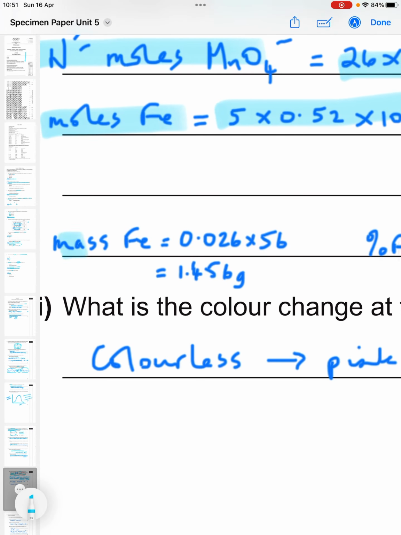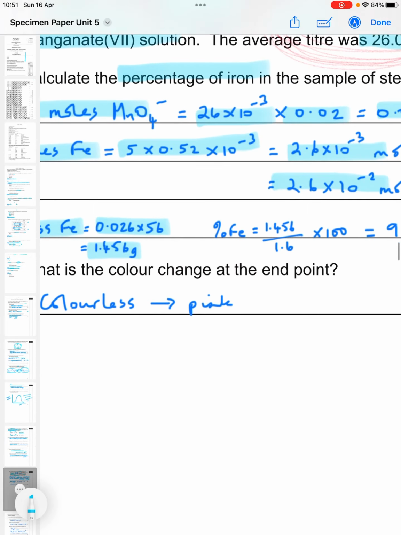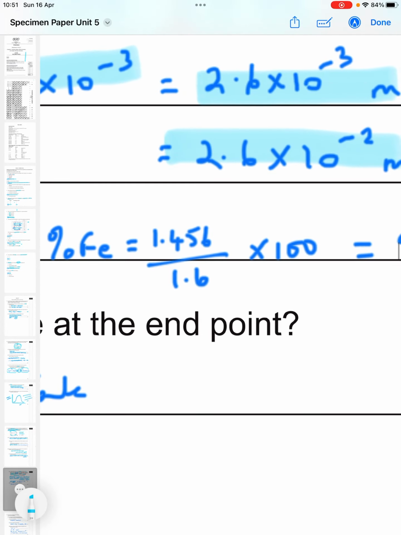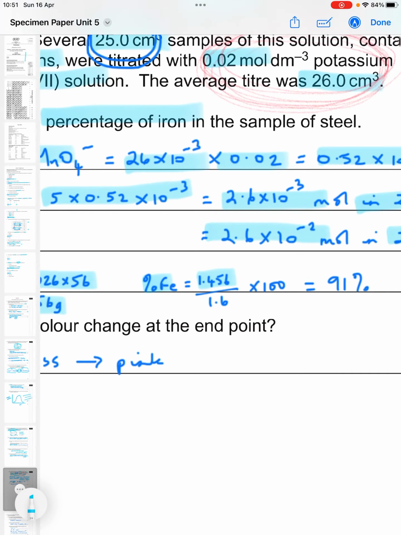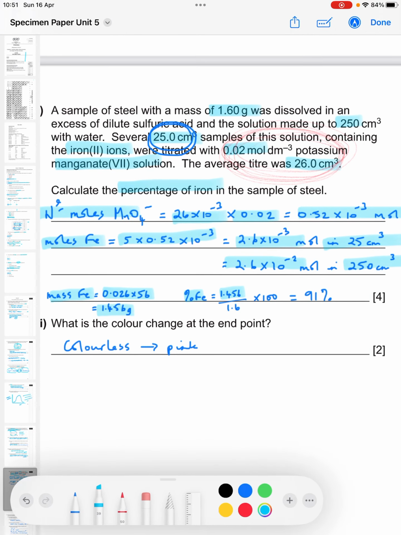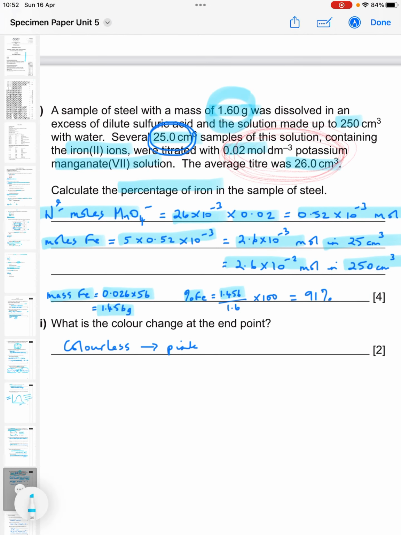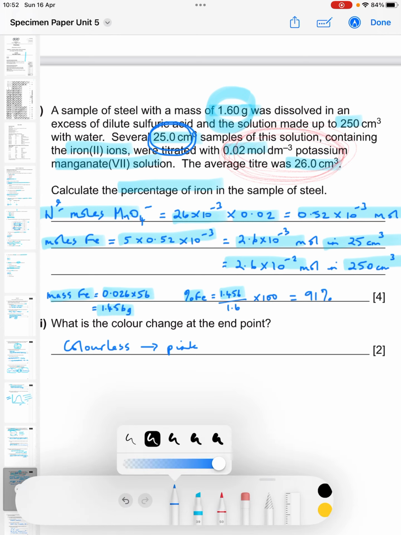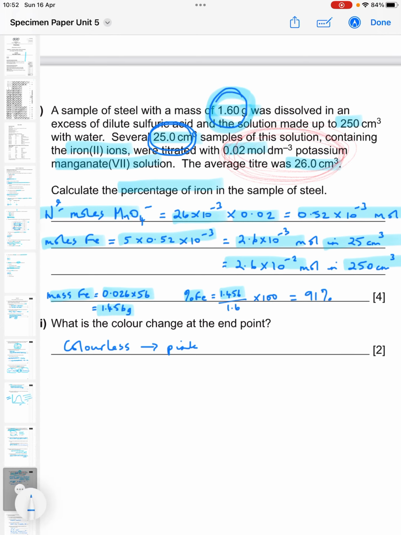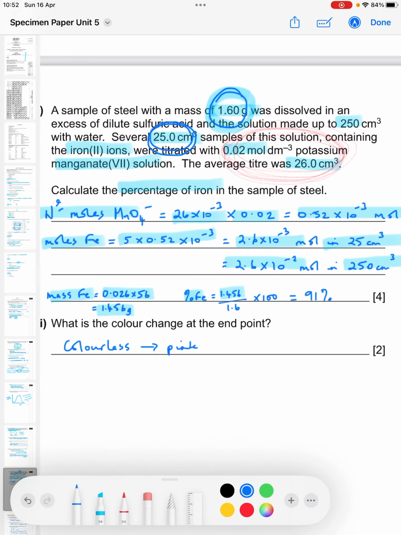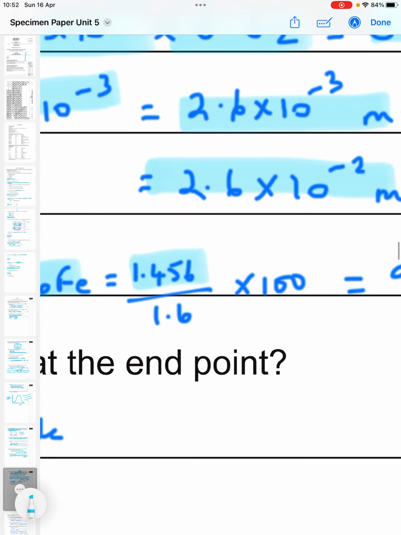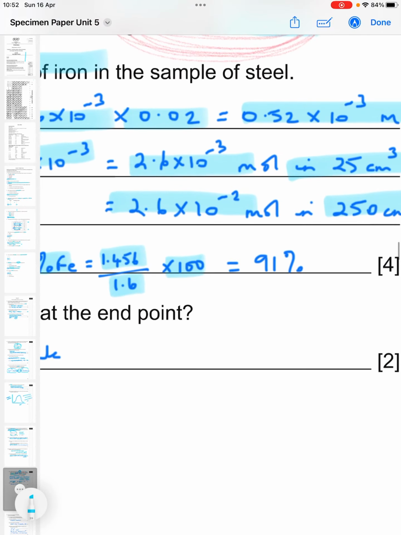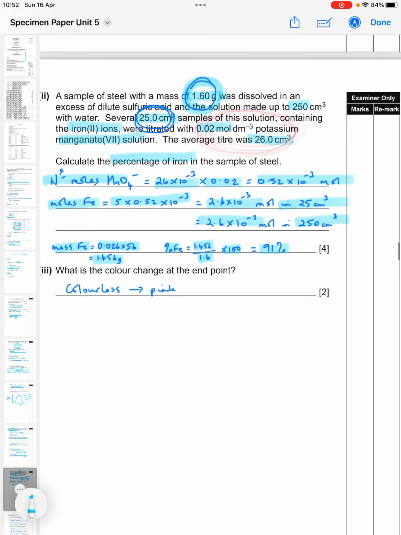moles. So we want to find out the mass then of the iron, so it's 0.026 times 56, which is the atomic mass of iron, gives us 1.456 grams, and then the percentage of iron is just 1.456 divided by, in the question, it tells us 1.6 grams was the original amount. So 1.456 divided by 1.6 times 100, and that gives you 91%.